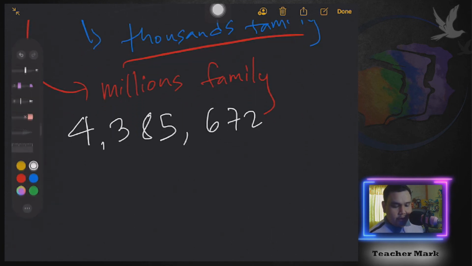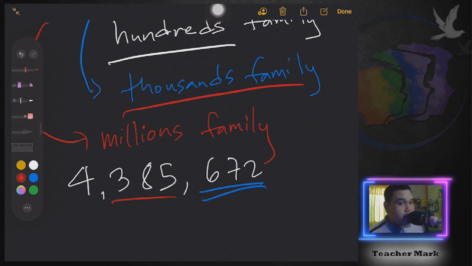Then again, earlier you were able to learn how to read this number. The last 3 digits belong to the hundreds family, so it is read as 672. And you also learned how to read this part of the number, which is 385. Since it belongs to the thousands family, you should read it as 385,000. Okay?